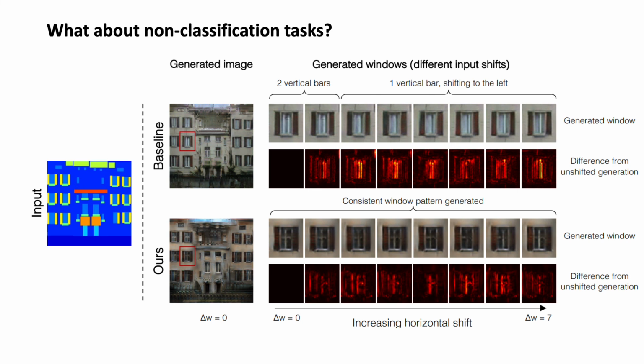Does blur pool also work for non-classification tasks? The authors explore this by generating images using the pix-to-pix network. The pix-to-pix network remains the same in both the baseline and the author's architecture, except that all the downsampling layers are replaced by the blur pool layer. And as you can see here, as we're changing the input, the output generated is much more consistent when we use the blur pool layer.